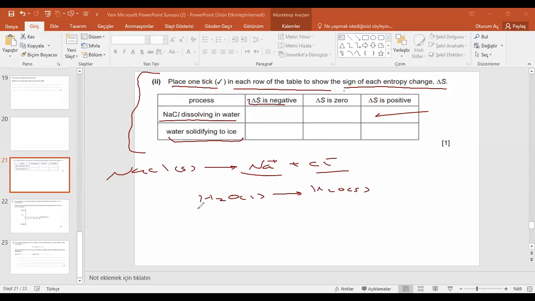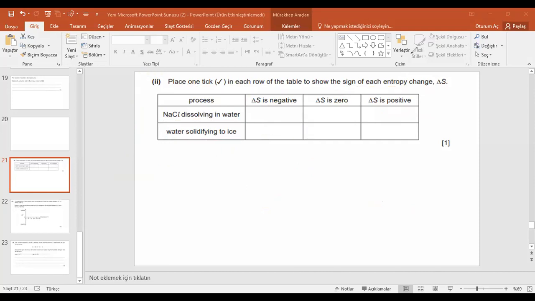Water solidifies to ice, from H2O liquid to H2O solid. So guys, here we have less randomness. You know that water molecules can slide over each other, but in the case of solid water, particles are strongly attracted to each other. No movement, so less randomness. That's why the change in delta S is negative. Let's move to the next question.